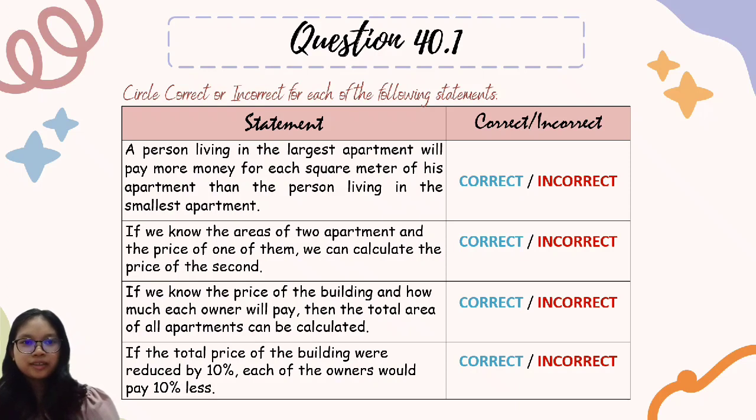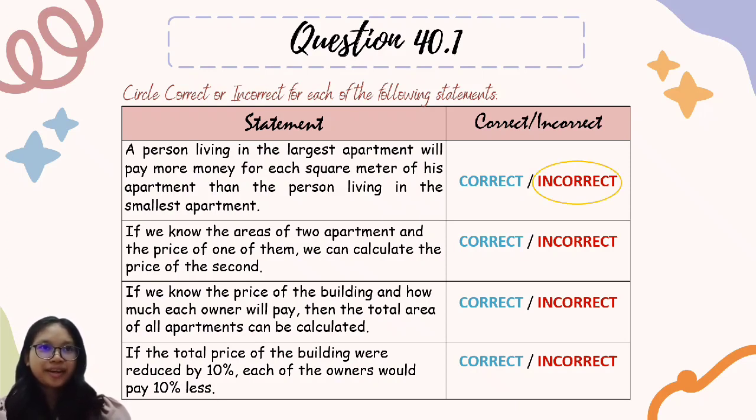For the first statement: a person living in the largest apartment will pay more money per square meter of his apartment than the person living in the smallest apartment. What do you think? Correct or incorrect? The statement is incorrect. Why? Because in the given context, payments are assumed to be proportional to the size or area of the apartment. If payments are proportional to the apartment size, then the cost per square meter should be the same for all residents, regardless of the size of their apartment.